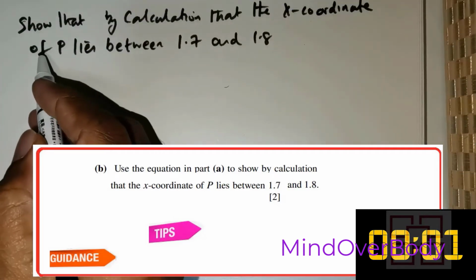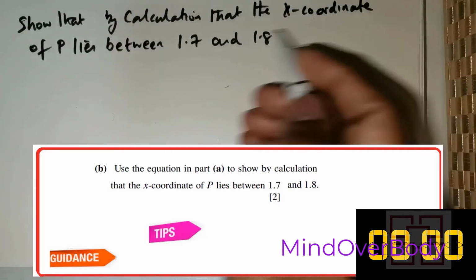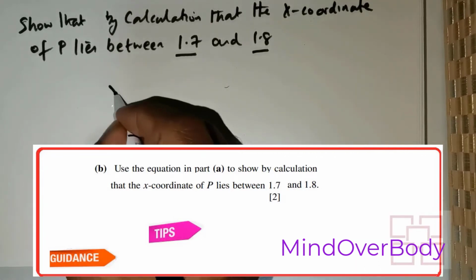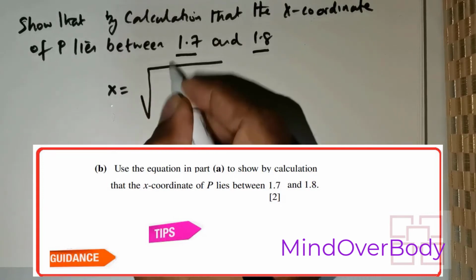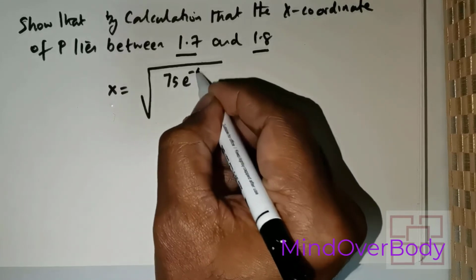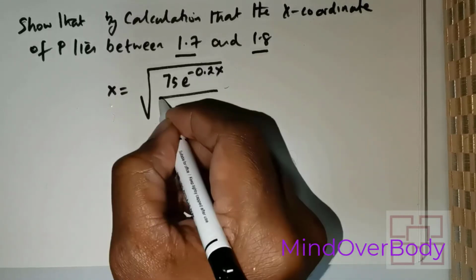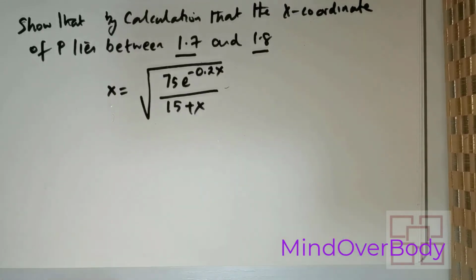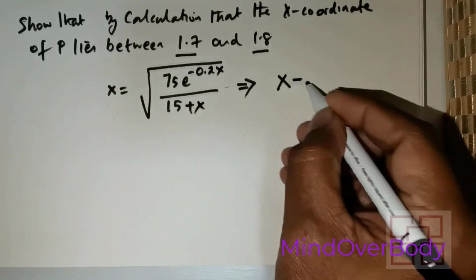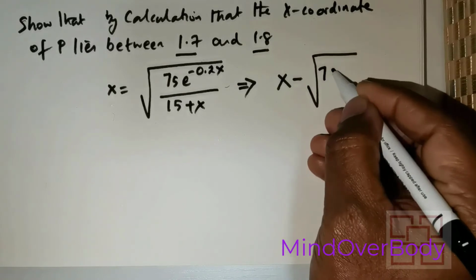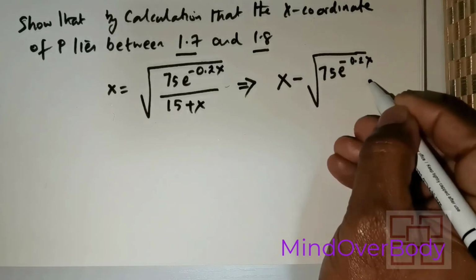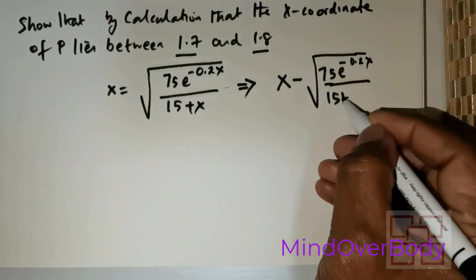Students, in the next question we are asked to show by calculation that the x coordinate of P lies between 1.7 and 1.8. Now we know that the x coordinate of P is of the form x equal to square root of 75 times e raised to the power negative 0.2 times x divided by 15 plus x. Now this can also be rewritten as x minus the square root of 75 e raised to the power negative 0.2 times x divided by 15 plus x.